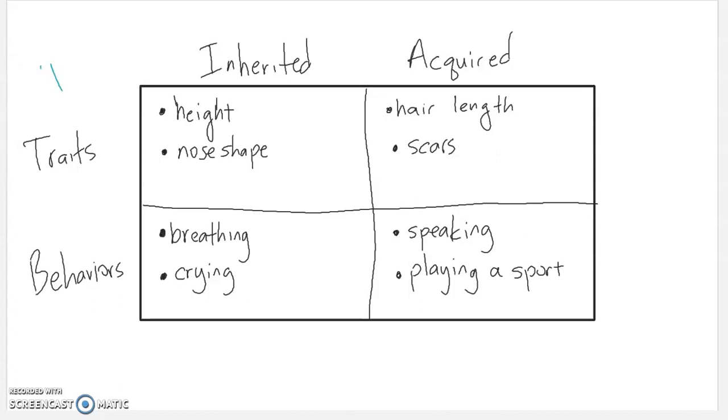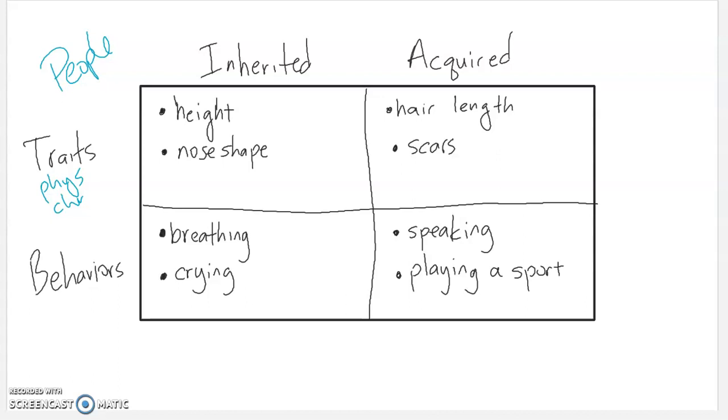And then they also acquire certain traits and acquire certain behaviors. So this one's people. If you want to imagine thinking about these 4 things of people. Examples of inherited traits. Remember, traits are physical characteristics, like your height and your nose shape. Those are traits that you inherit from parents.